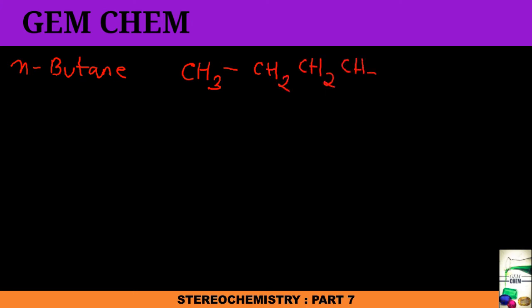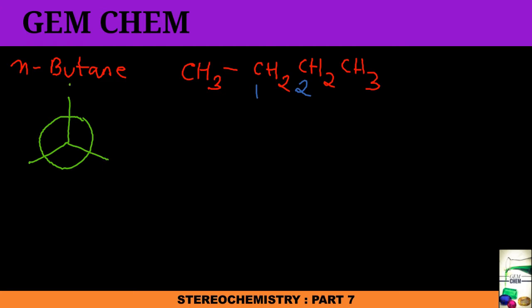Now first of all, today we will deal with the conformation of n-butane. And what is n-butane? If you remember, CH3, CH2, CH2 and CH3. Now we will take this as carbon 1 and this as carbon 2. Now we will start drawing. We will use the Newman projection for that.